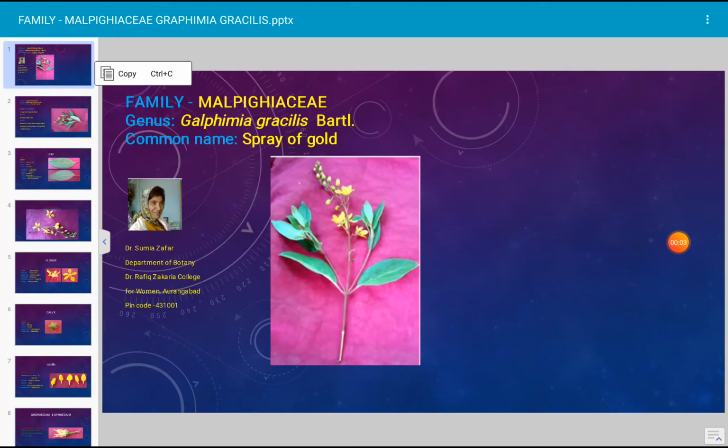Today's topic for discussion is description of a specific plant. Its name is Galphemia gracilis. The common name of this plant is spray of gold, and the family of this plant is Malpighiaceae. And this is a very common ornamental plant with beautiful flowers.